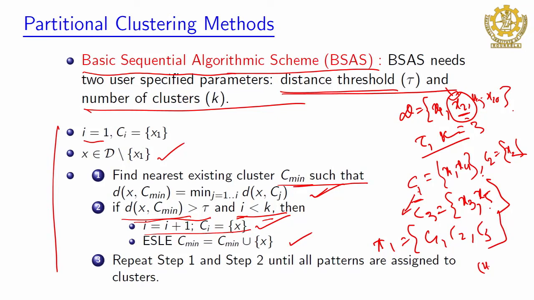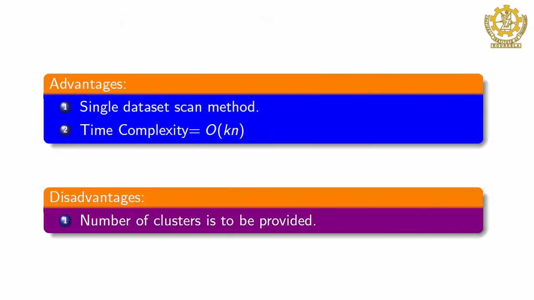What is the advantage? The advantage is that it is a single data set scan. So, each point you take and directly assign to one of the clusters, you are not looking at that point again. Okay. This is a very fast approach, as you see the time complexity is linear. The number of clusters is generally very much less than the number of points. So, the complexity will be that of a linear algorithm.